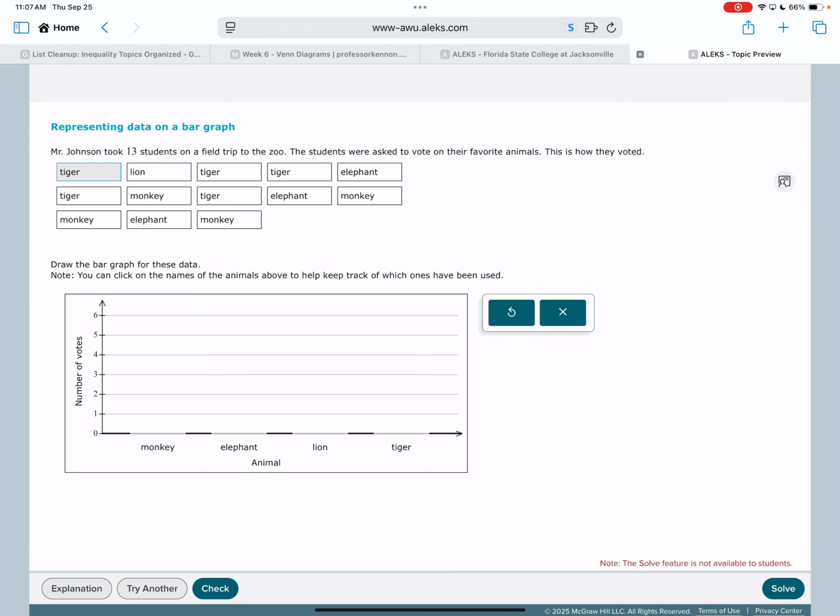So on this one, same idea. Oh, this is nice. It lets you click it. I feel like that's newer. All right, so on this one, you're making a bar graph, but in Alex, it does it for you, just like Excel would or anything like that. So you count the monkeys, and that would be 4, and you just drag it up. Elephants was 1, 2, 3. Lion is just 1, and tiger would be 5, okay? So you drag it to make it match the one on the left.